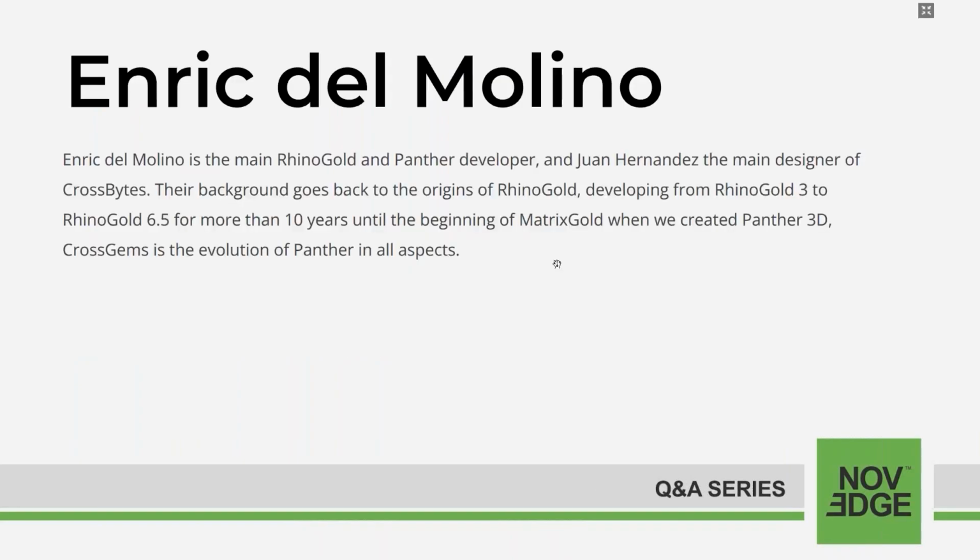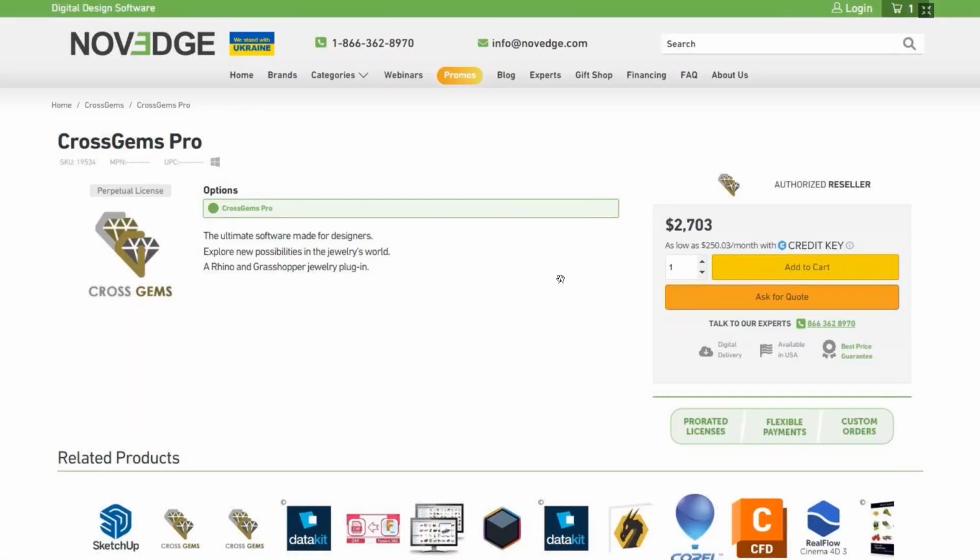Today's webinar presenters are Enrique Del Molino, who is the main Rhino Gold partner and Panther developer, and Juan Hernandez, the main designer of CrossGems. Their background goes back to the origins of Rhino Gold, and they're the ones who also created Panther 3D. So basically, what they're telling us today is that CrossGems is an evolution of Panther in all aspects. So this is super exciting.